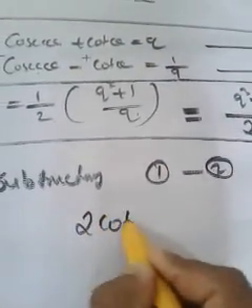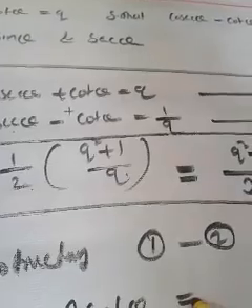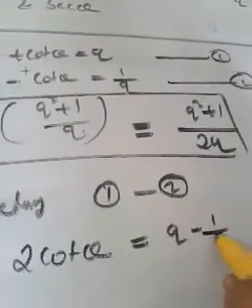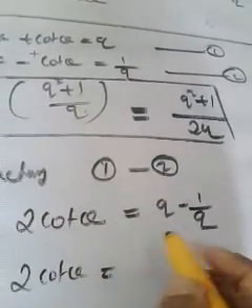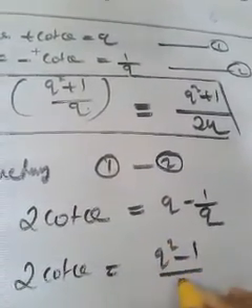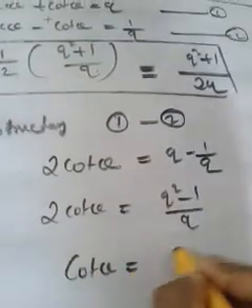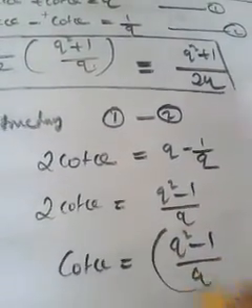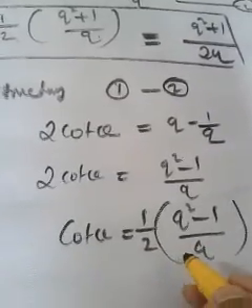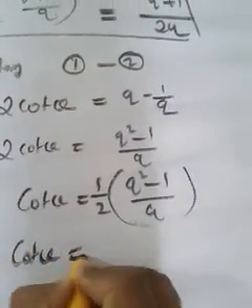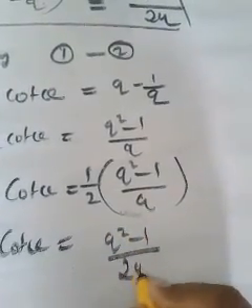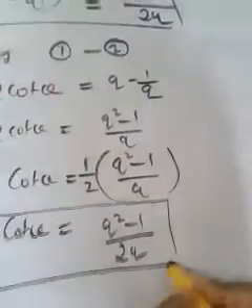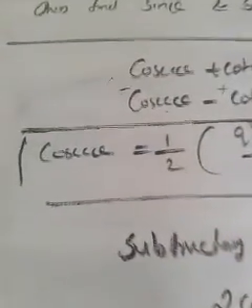That means when you subtract, we will get 2 cot theta is equal to, on the right side, q minus 1 by q. When you cross multiply, it becomes (q square minus 1) by q. So what will be cot theta? After multiplying the numerator and the denominator, it becomes (q square minus 1) by 2q. So we got the value of cosec and cot.